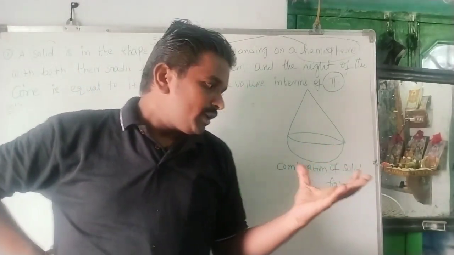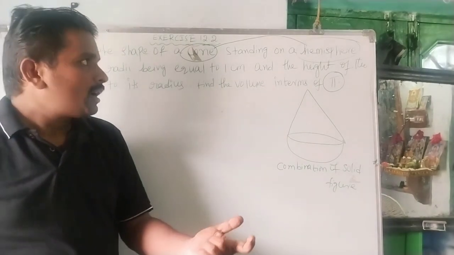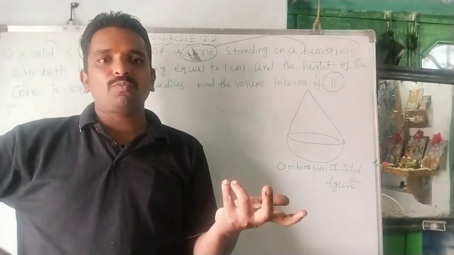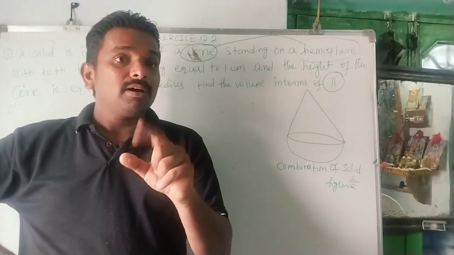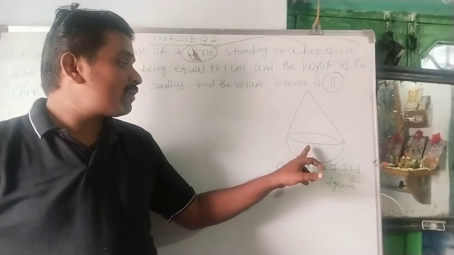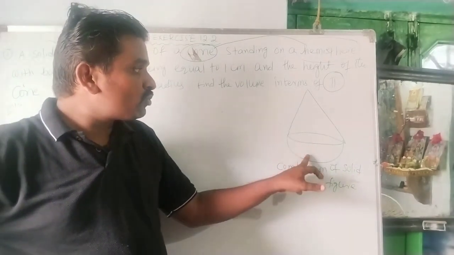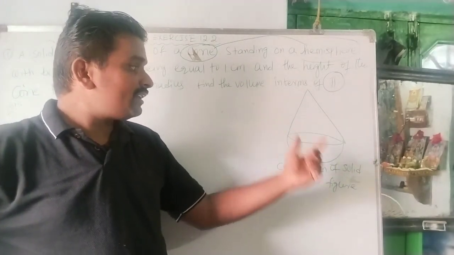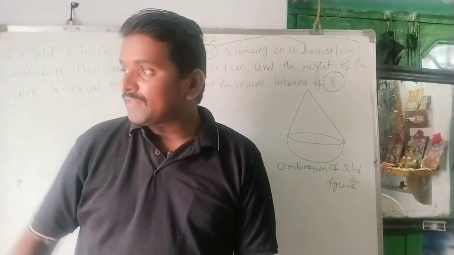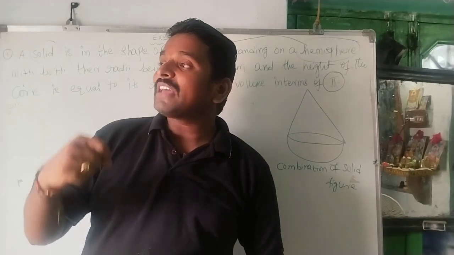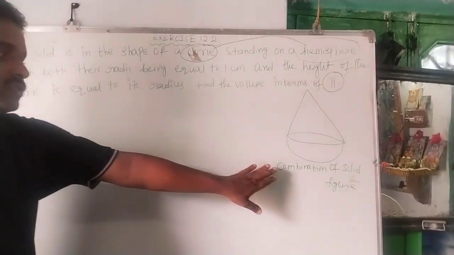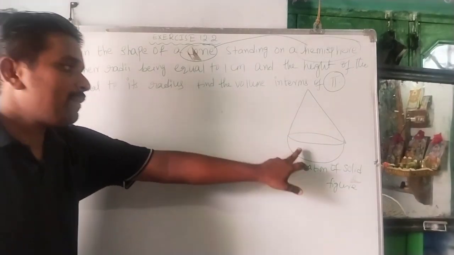If you observe, a matchbox is an example of a cuboid. It is formed by only one figure. But if you observe this toy, this solid is formed with the help of two figures. Here two figures are involved. The first one is a hemisphere, the second one is a cone. If a figure is formed by more than one solid figure, then it is called a combination of solid figure. So the given solid figure is formed by a hemisphere and a cone.